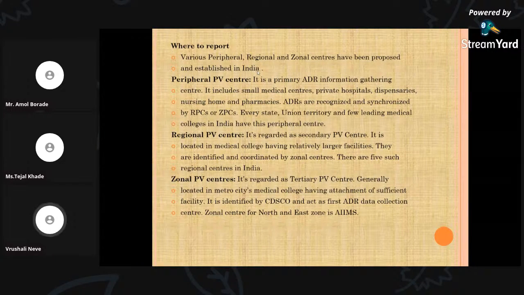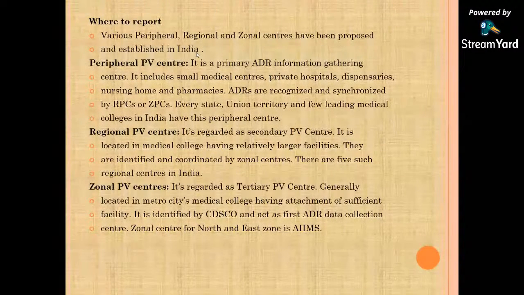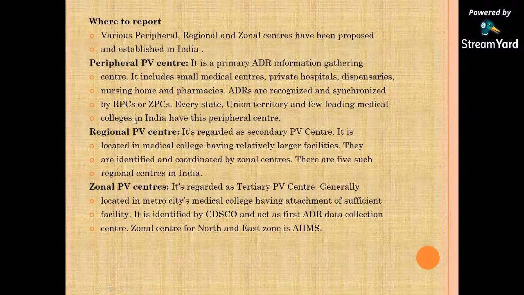So who can report to the peripheral PV center? Medical centers, private hospitals, dispensaries, nursing homes, and pharmacies can report ADRs to the peripheral PV center. ADRs are recognized and synchronized by the RPC and ZPC, that is, the regional and zonal centers for PV. Every state, union territory, and a few leading medical colleges in India have this peripheral center, so these peripheral centers can be situated in some medical colleges of India.